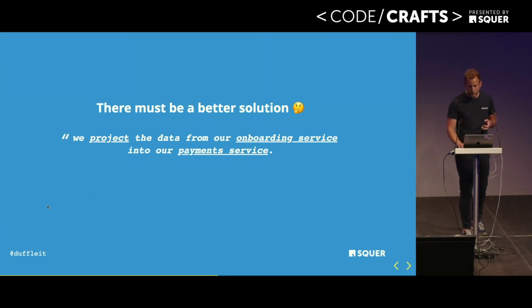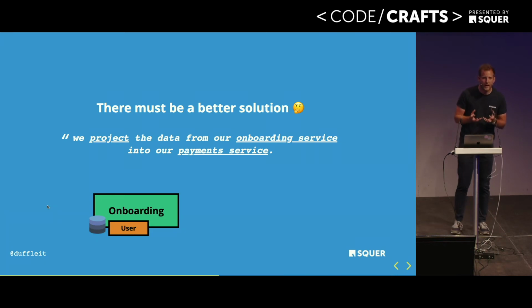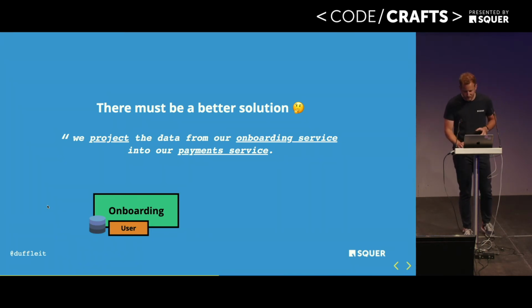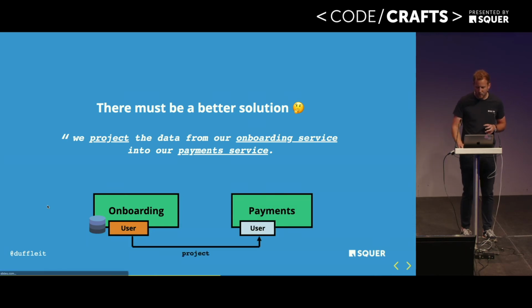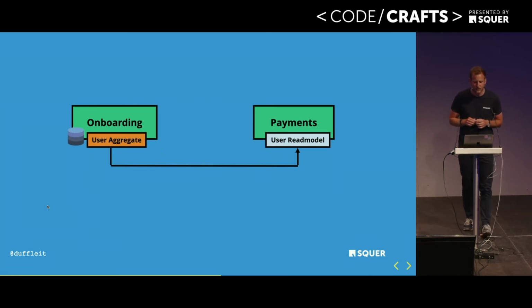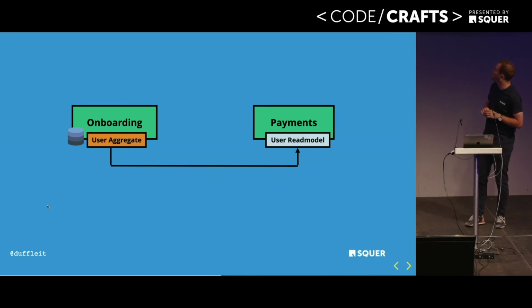So for example, we have, as I mentioned, the user entities on our onboarding service. And what we want to achieve is that we have them projected into our payment service. So how do we do this? Well, if you think about this more in domain-driven design terms, then you would on the one hand side have the user aggregate, and on the other hand you would have the user read model.